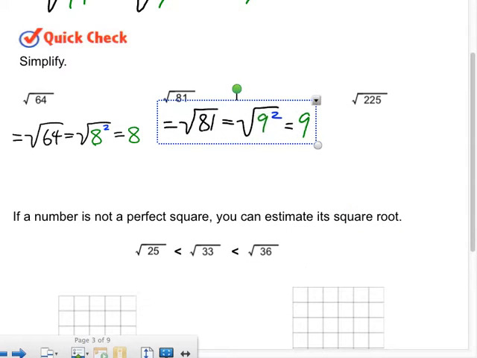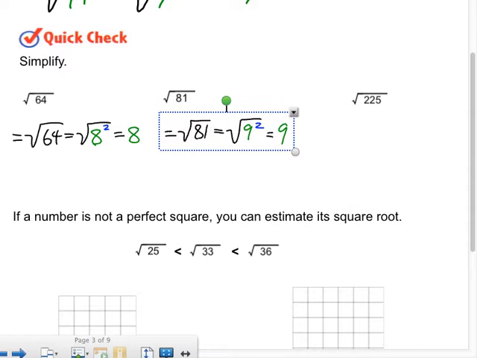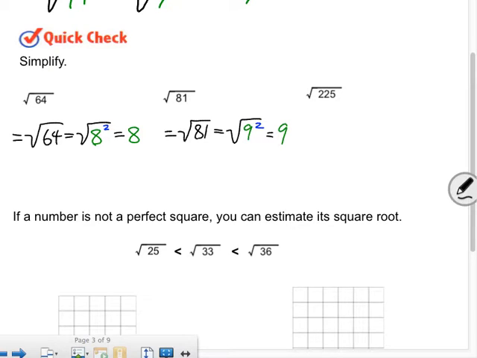Okay, and then the last problem. Square root of 225. Who's got this one? Miriam, go ahead. Right. I can rewrite this as the square root of 15 squared, which is just going to equal 15, because my square cancels out with my square root sign. There we go. Any questions? Are we good?